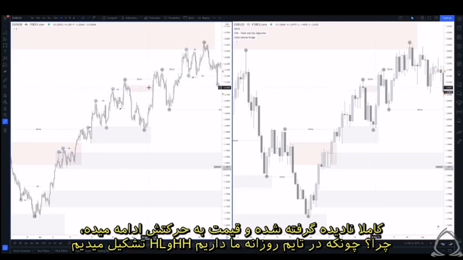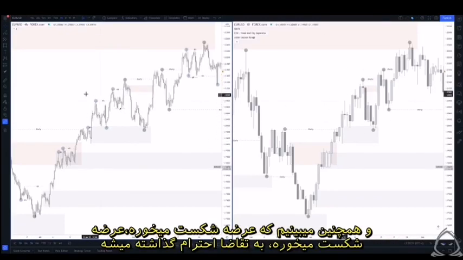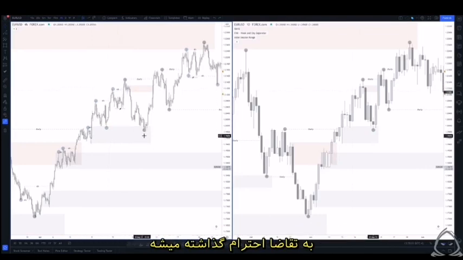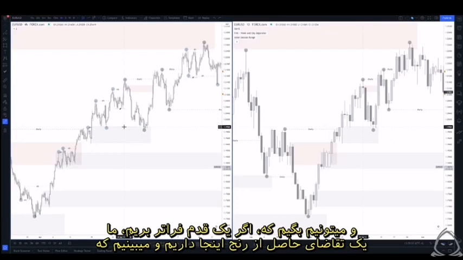It's totally disregarded and price continues on. Why? Because on the daily chart, we're creating higher highs and higher lows. We are in an uptrend. And furthermore, what we can see is supply is failing. Supply is failing. Demand is being respected. Demand is being respected.